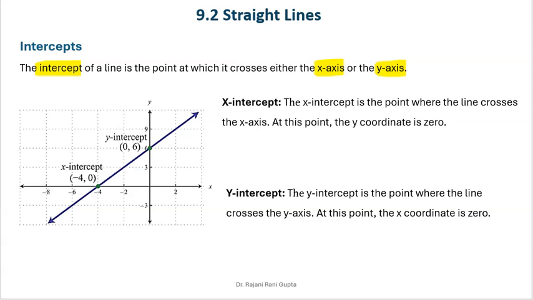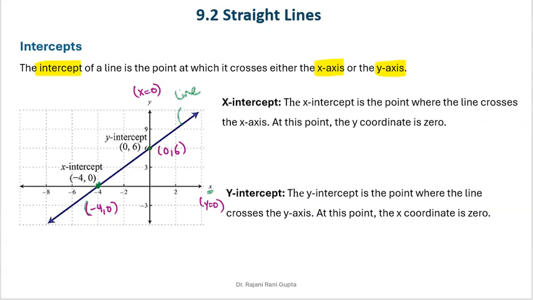Like for instance here, this is your straight line, and it is intersecting the x-axis and y-axis. It's intersecting the x-axis at this point. How do we write the coordinate of this point? X is minus 4, y is 0. And the y-axis at the point 0, 6. Correct? Because along x-axis, the value of y is 0 and along y-axis, x is 0. So these 2 points are called the x-intercept and y-intercept respectively.